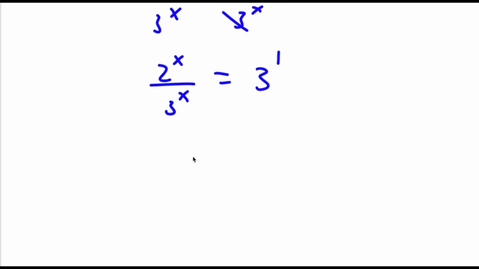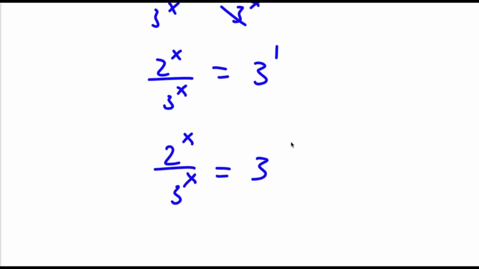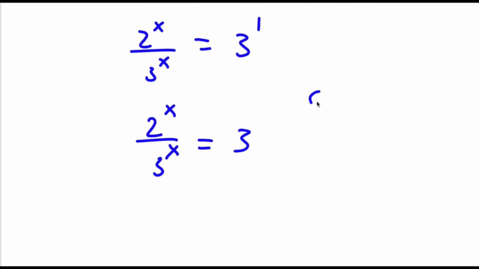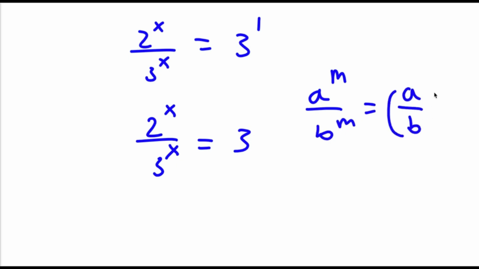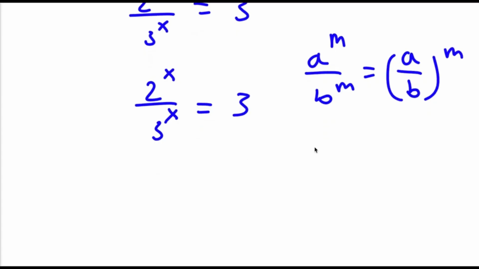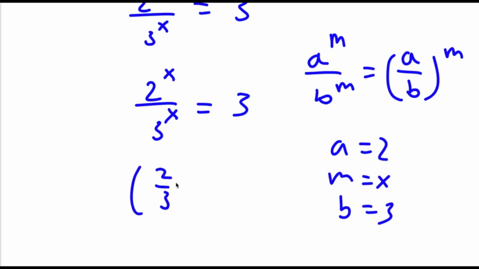Now 3 to the power of 1 is the same thing as simply just 3. So now I have 2 to the power of x over 3 to the power of x is equal to 3. And now if I have something in the form a to the power of m over b to the power of m, this is equal to a over b to the power of m. So in this case, a is equal to 2, m is equal to x, and b is equal to 3. So this would be equal to 2 over 3 to the power of x, which is equal to 3.